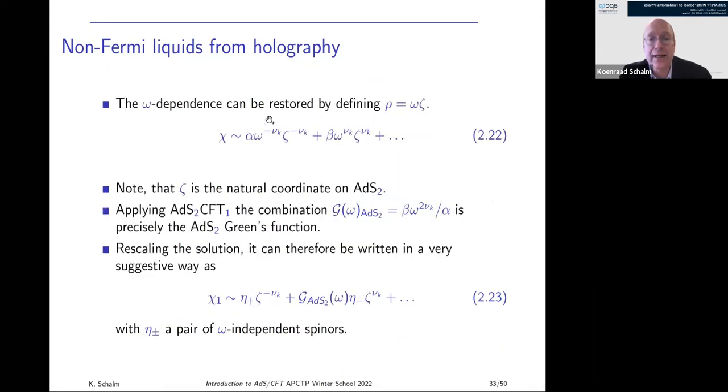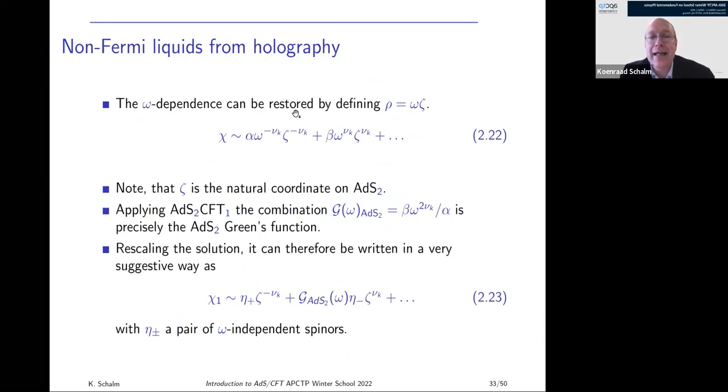Here I have stated that again. Now the reason I've called this zeta is not a coincidence. This is the same zeta that we had before when we analyzed the near horizon metric of the charged AdS, the extremal charged AdS4 black hole. So zeta is the natural coordinate on AdS2 that appears in the near horizon region, right?